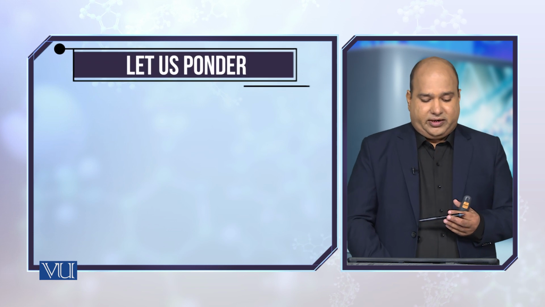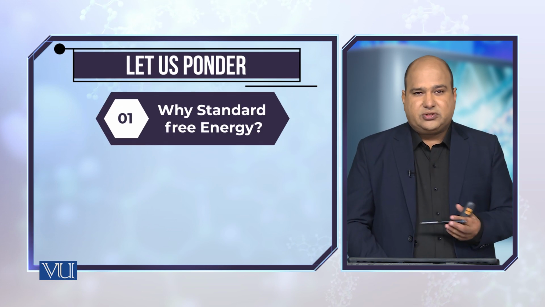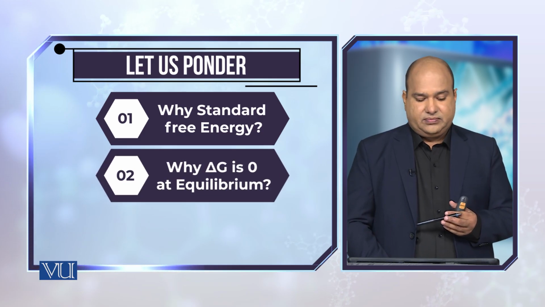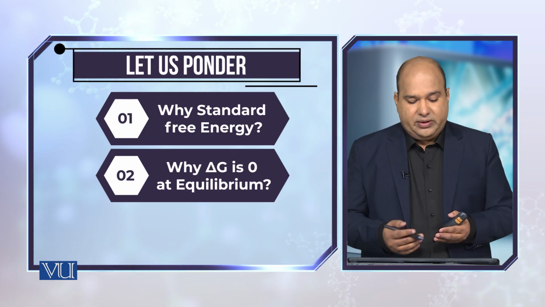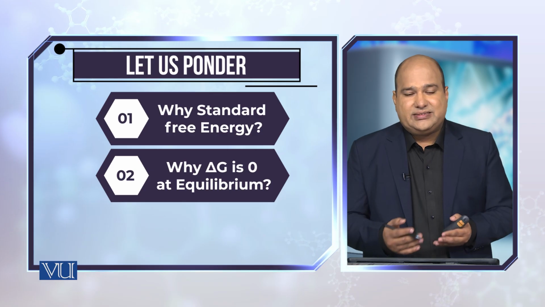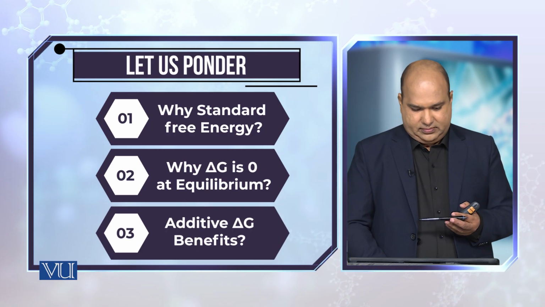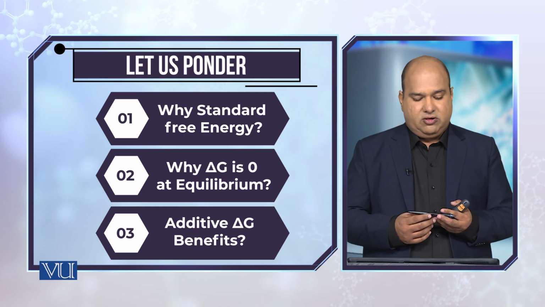A little bit of food for thought, food for your brain. Why do we use standard free energy at all? Why do we not use the actual free energy? Why is delta G zero at equilibrium? Why is it zero when we reach equilibrium? What is the reason behind it? What are the benefits of the additive property of standard free energy?